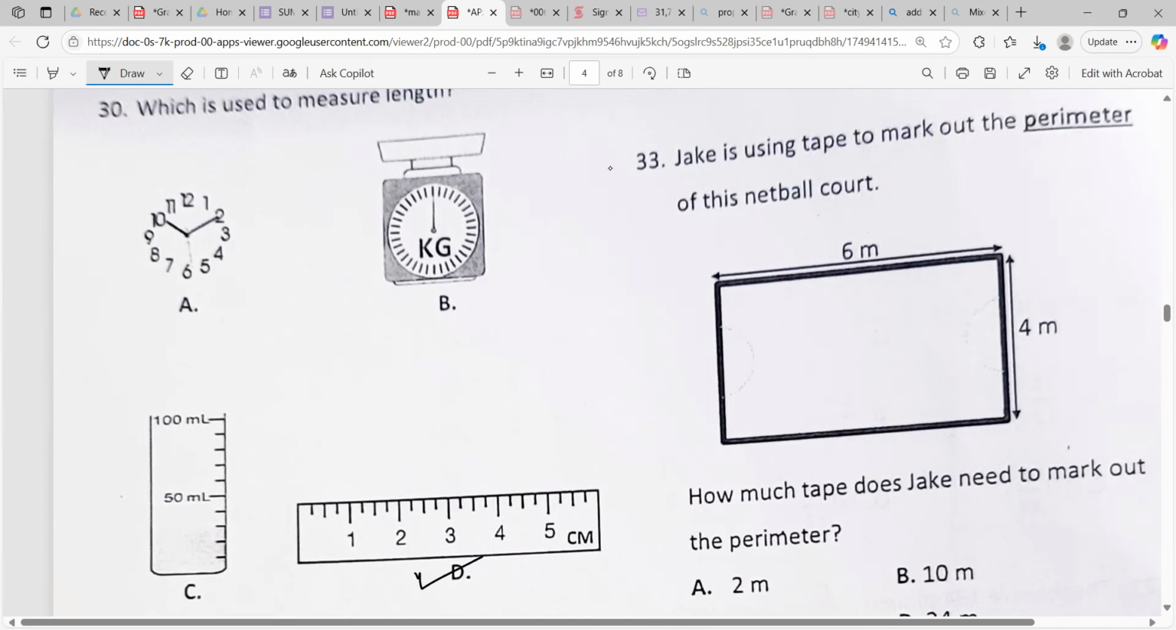All right, very good. I'm going to give you a little challenge. I want you to tell me what each one of them is used to measure. Just give me the groundwork. What's A used to measure?